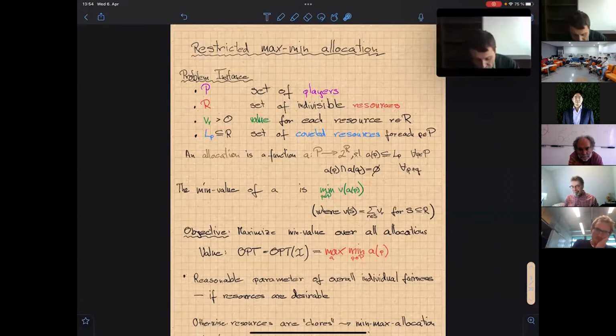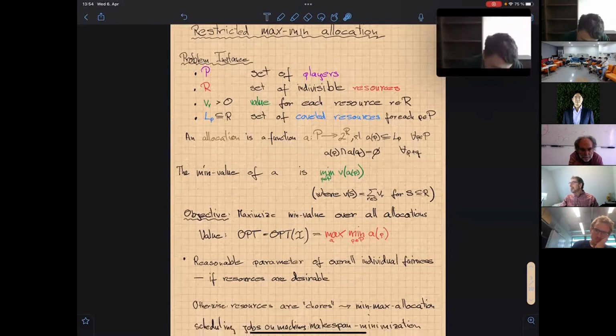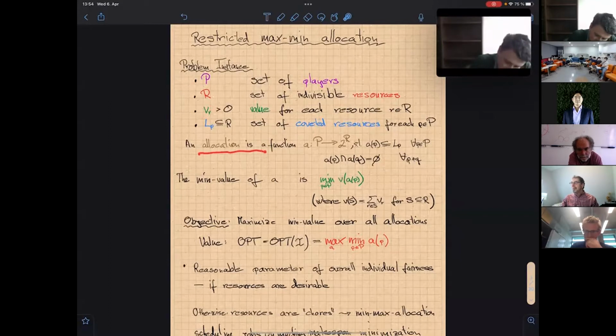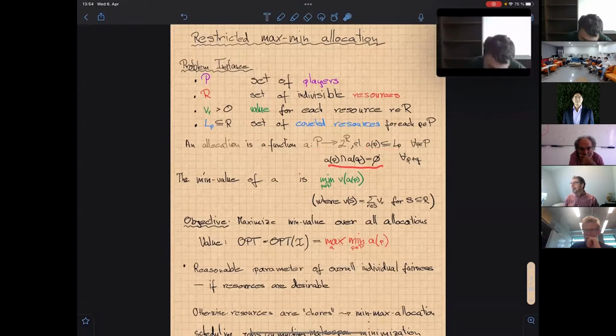Maybe they already, I don't know, have the probabilistic method book. And this is our basic setup. This is the problem instance, and we are looking for an allocation, an allocation of the items to the players. So for each player, we identify a subset of its liked set, such that these sets are disjoint.